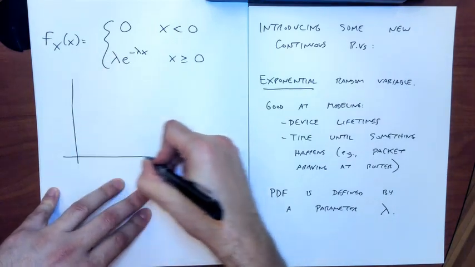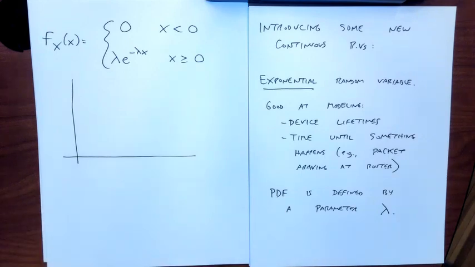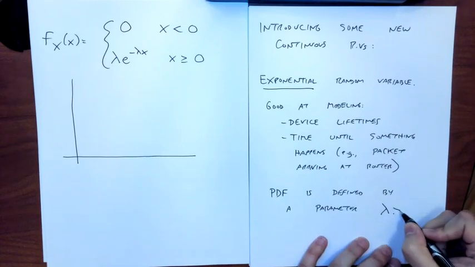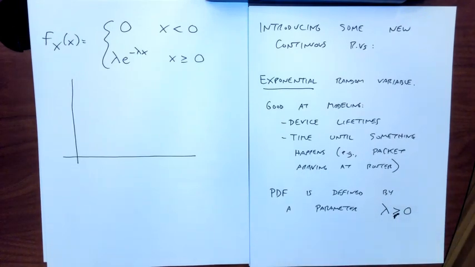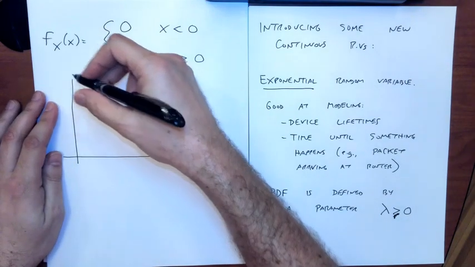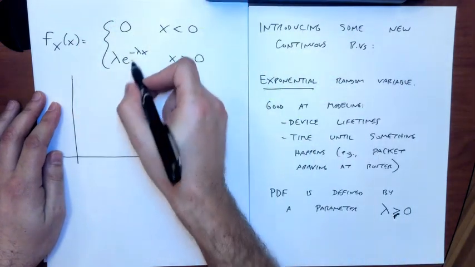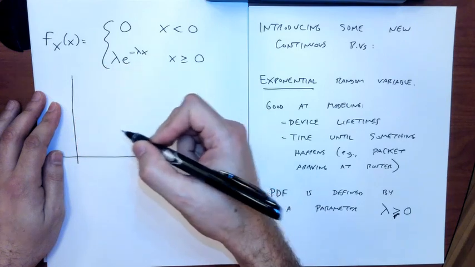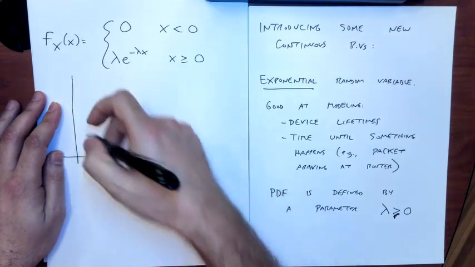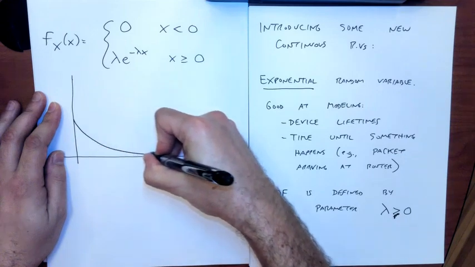So let's think about what that looks like. e to the minus lambda x is something that decreases as x gets bigger and bigger. Remember, x here is positive, and lambda also has to be greater than 0. So let's sketch what this generally looks like. I plug in x equals 0 and I get lambda, and then I plug in x equals infinity and I get 0. So things are decaying like this.